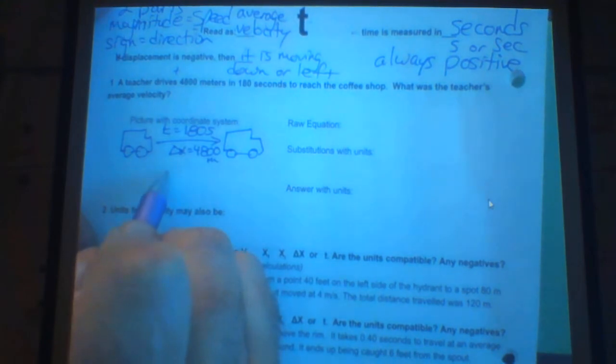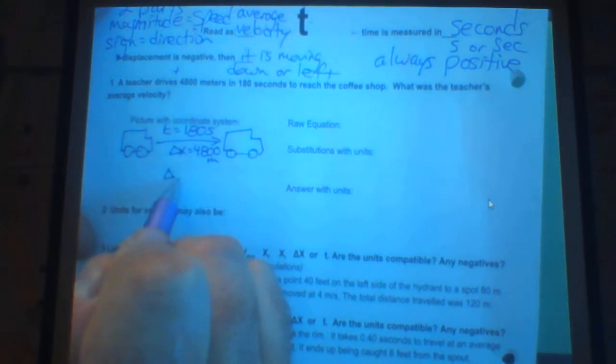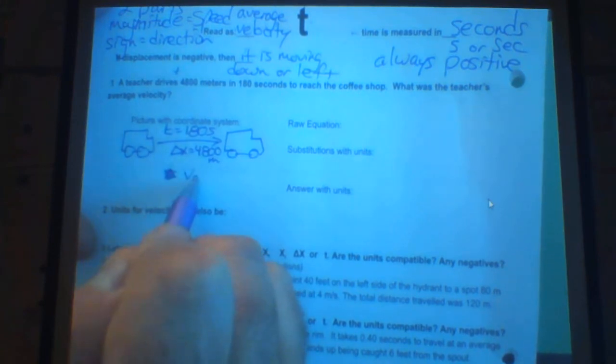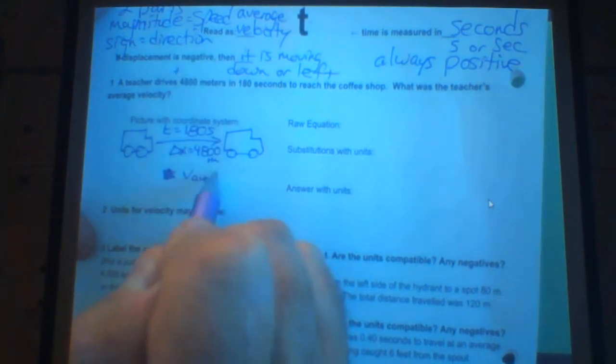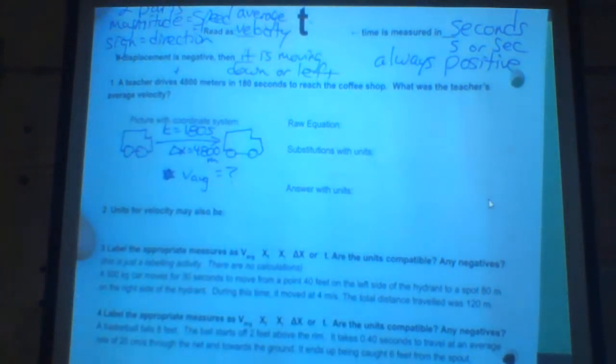What we want to know is, what was the teacher's average velocity? That's V with a subscript AVG, and we have a question mark. We don't know what that is. That is our picture, and that is matching the data and the variables together. And that's the third step, writing down the desired variable.